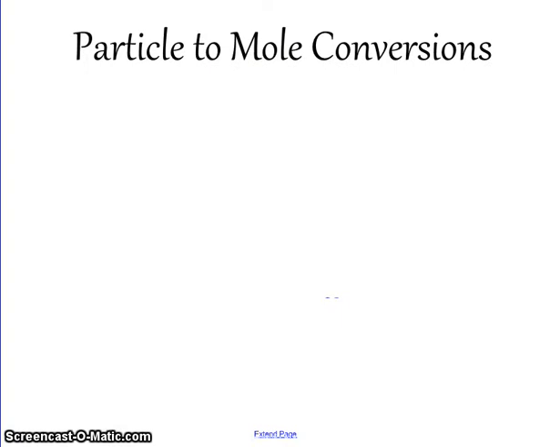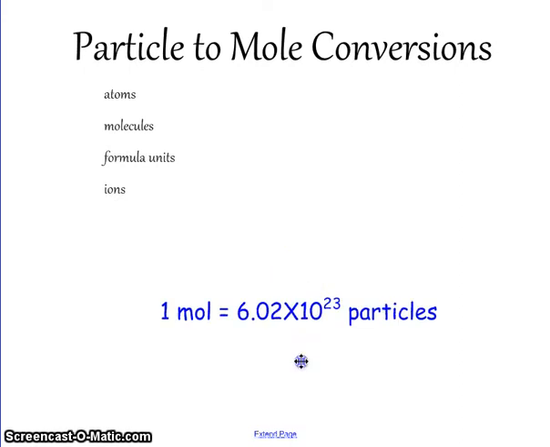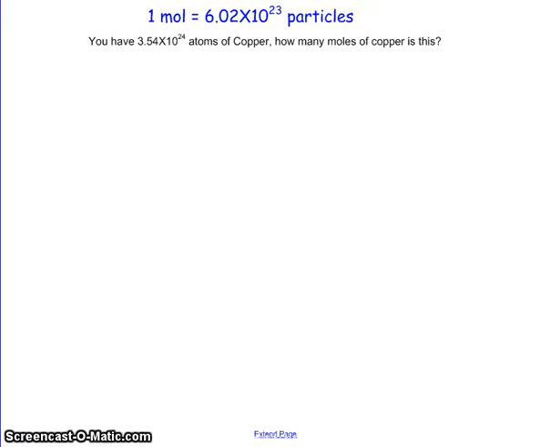Here's some additional sample particle to mole conversions. Keep in mind when we say particle, it could be any number of things. It could be atoms, molecules, formula units, ions. It just depends on what you're given in the problem. Regardless of that, keep in mind if you have 1 mole of anything, you're going to have 6.02 times 10 to the 23rd particles, or 6.02 times 10 to the 23rd of those things. 1 mole is always going to equal this. This is Avogadro's number.